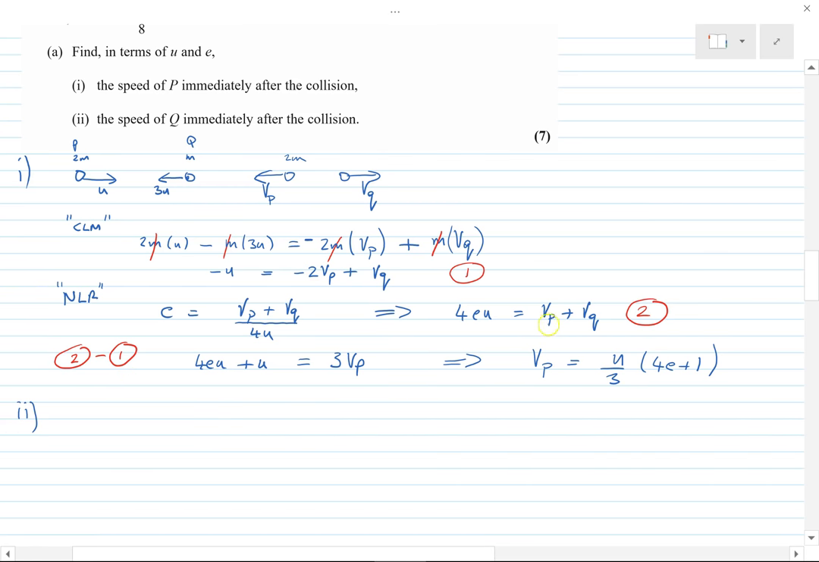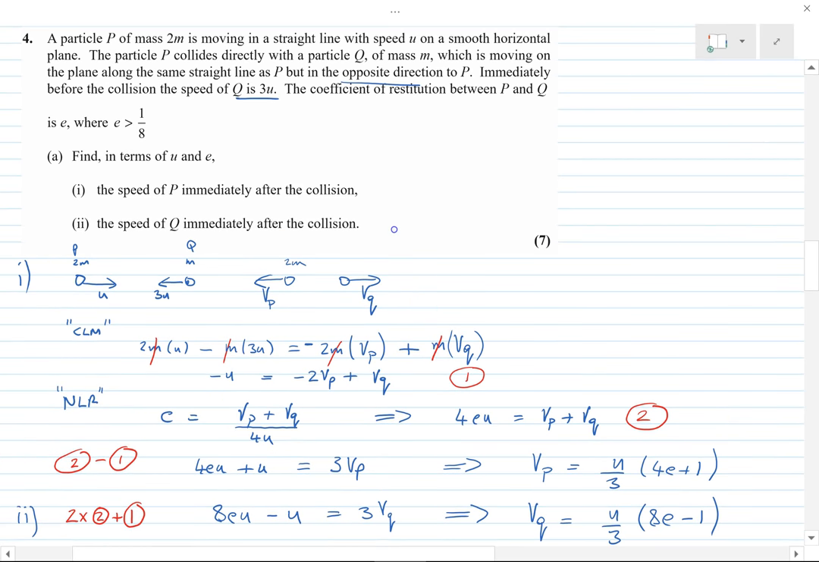Part 2 is to find the velocity of Q, so we need to eliminate P. Well, I've got a minus 2VP there, and I've got a plus 2VP here, so I can eliminate this by doubling this equation and adding to this one. So doing that, I'm going to get 8eu here, take away u, and of course the VP will cancel, that's why I doubled it, so it's 2VP take away 2VP, which is equal to naught, plus 2VQ plus VQ, so that's 3VQ. So that gives us VQ is equal to u over 3 times 8e minus 1.